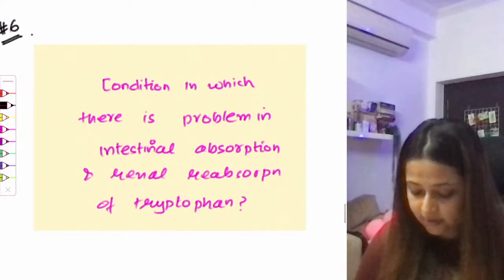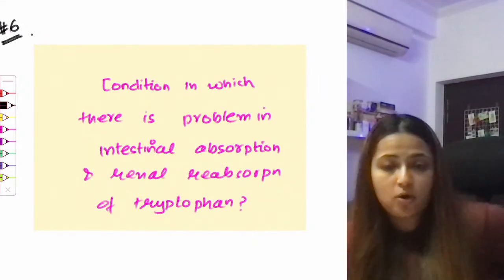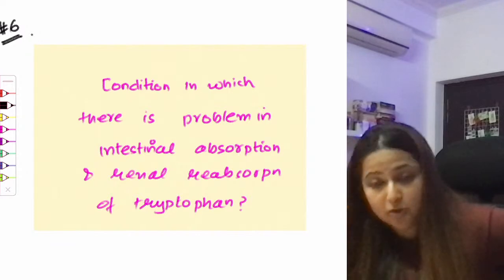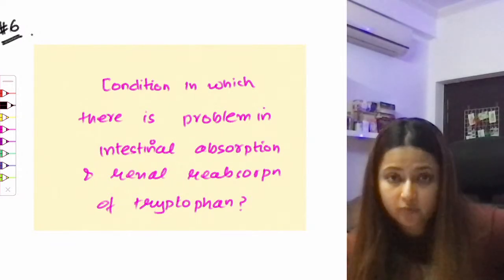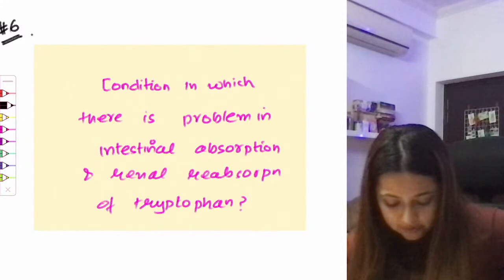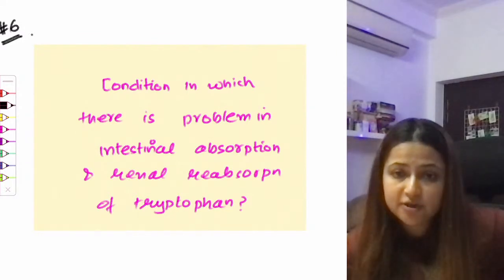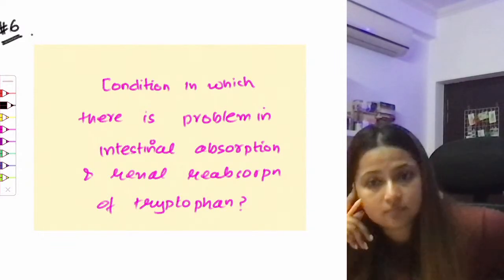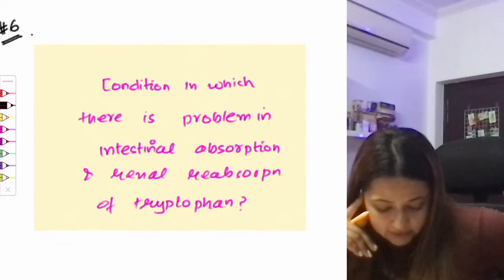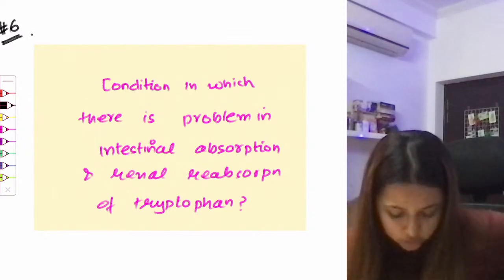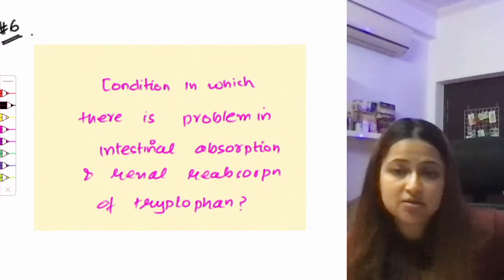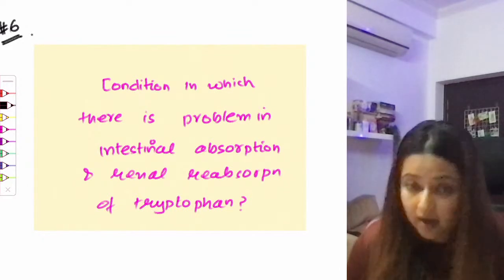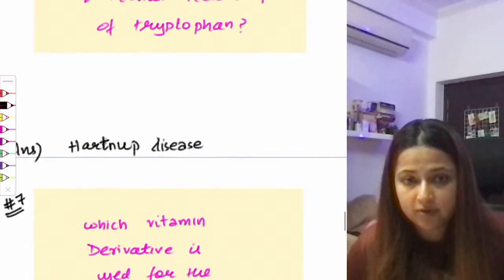Yes, so look at this flashcard. Condition in which there is a problem in the intestinal absorption and renal reabsorption of tryptophan. Just now we talked about it. What do you think is the answer? Anyone? Excellent. Yes, Smriti, Arjun, Sachi, Gurjeet, you gave the right answer. The answer to this question is Hartnup disease. Okay, Hartnup disease. We have just now discussed it.